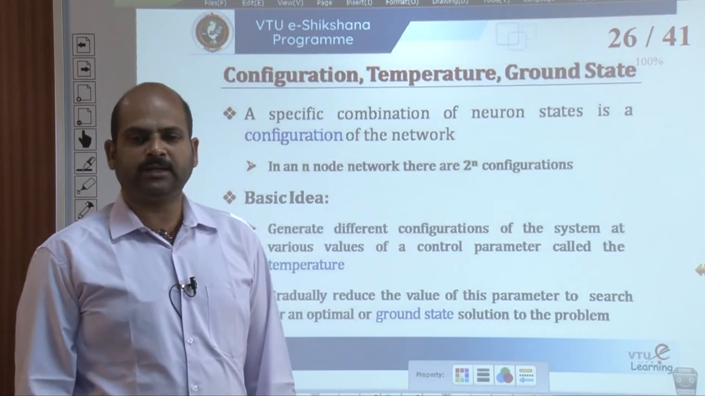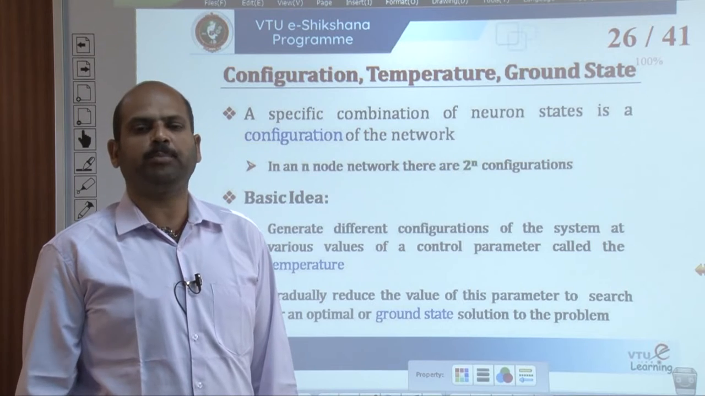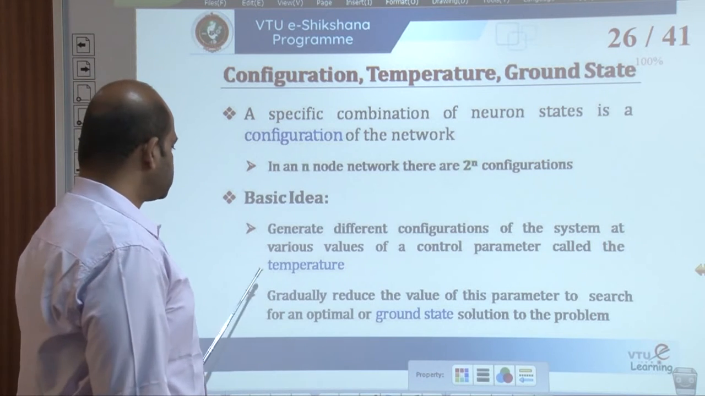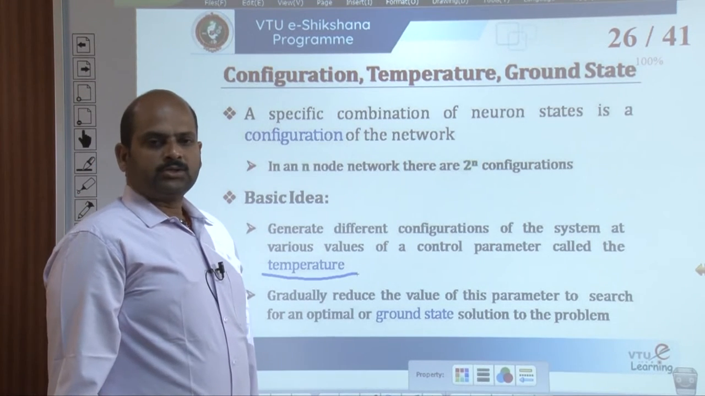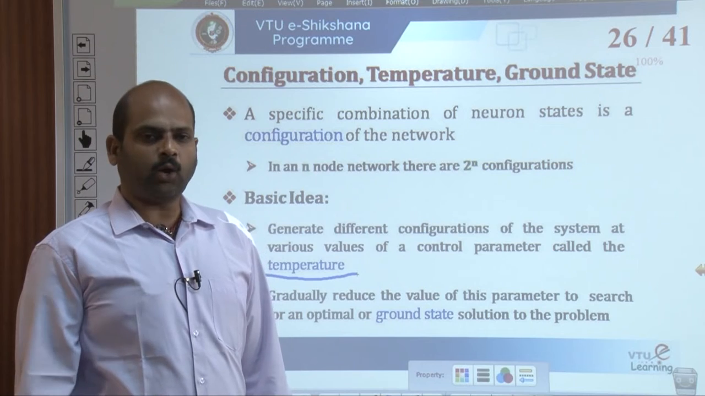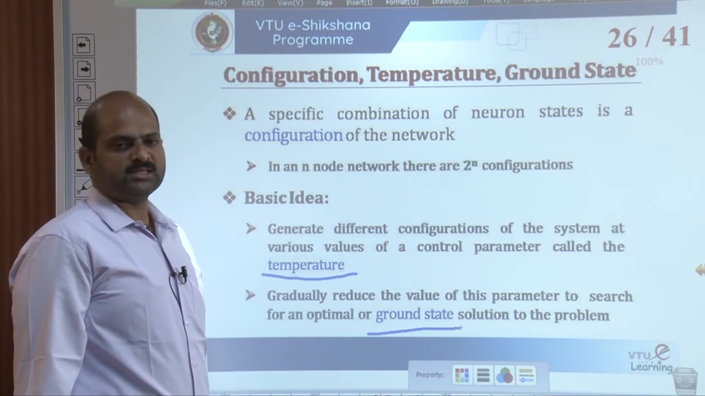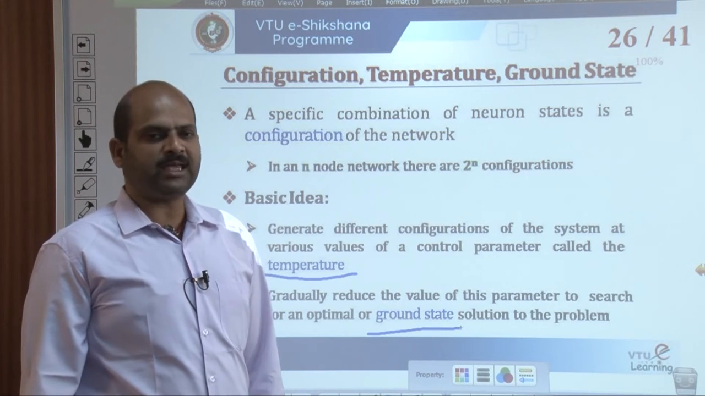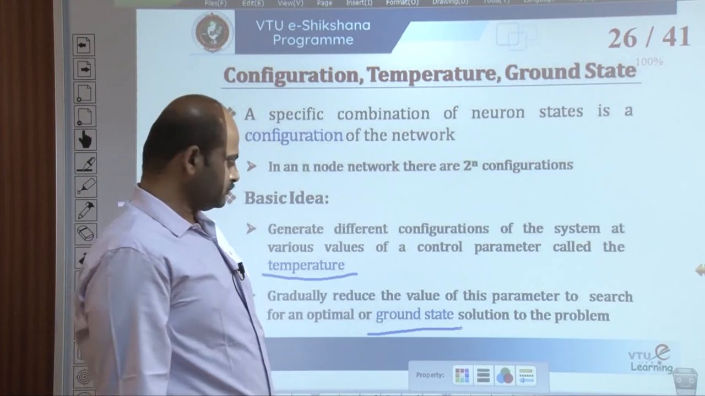The basic idea underlying simulated annealing is to generate different configurations of the system at various values of a control parameter, which is going to be called the temperature. As we are already aware, the temperature is the main parameter for this annealing. We gradually reduce the value of this parameter to search for an optimal or ground state solution to this problem. The simplest way to generate multiple configurations of a system at energy E and temperature T is to use the Metropolis algorithm.